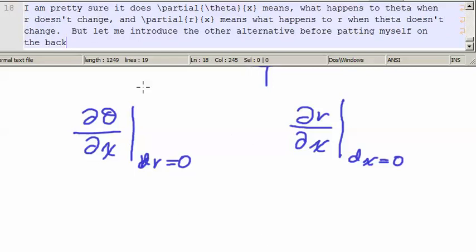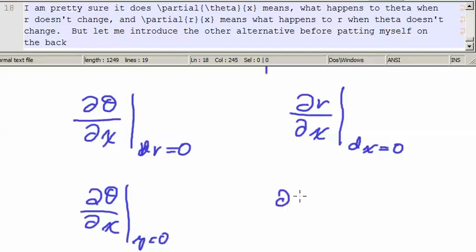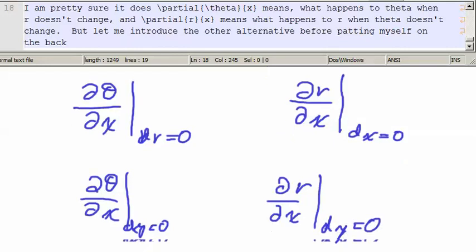But let me introduce the other alternative before patting myself on the back. What if del theta del x means the change in theta when y doesn't change, and del r del x is the change in r when dy equals 0? Okay, what would that mean?